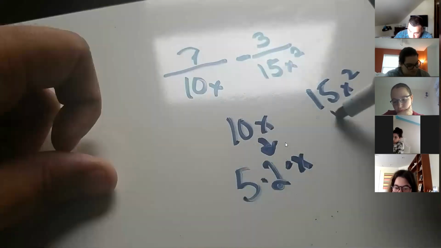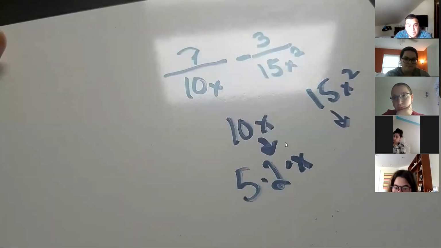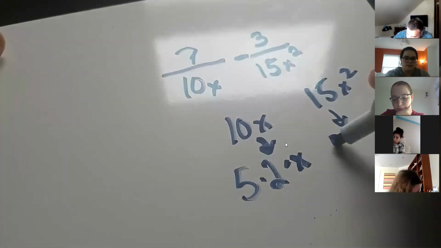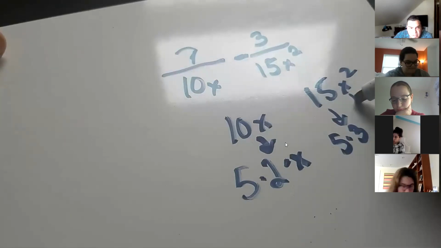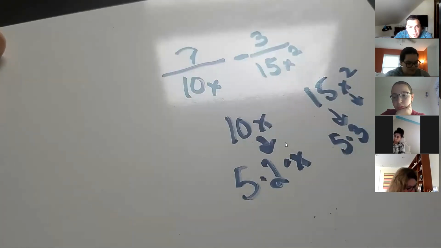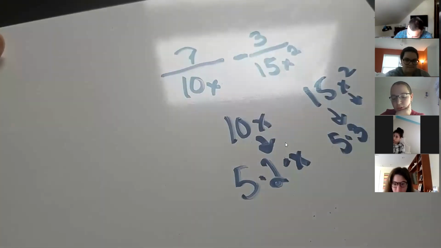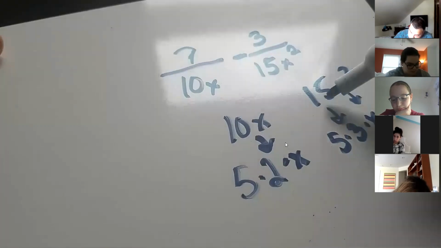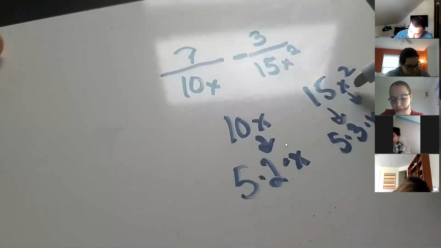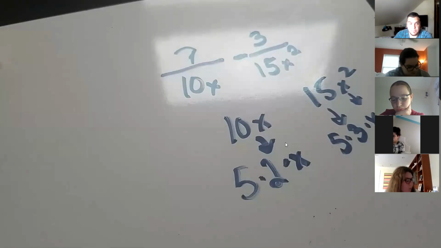Does anyone want to give a crack on the right side? Yeah, 3 and 5. So I'll write 5 and 3. And what about the x's? How's that going to be broken up? Times x times x. Good. X times x. So I broke up the right side too. 15 broke into 5 and 3, and x squared broke into x and x.